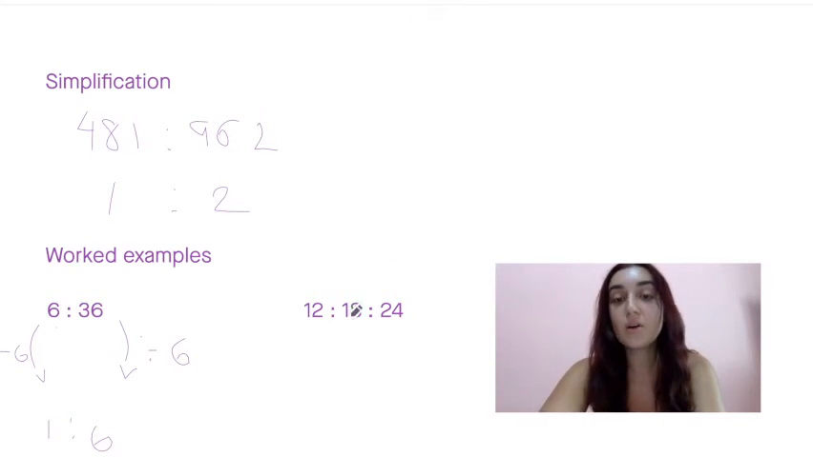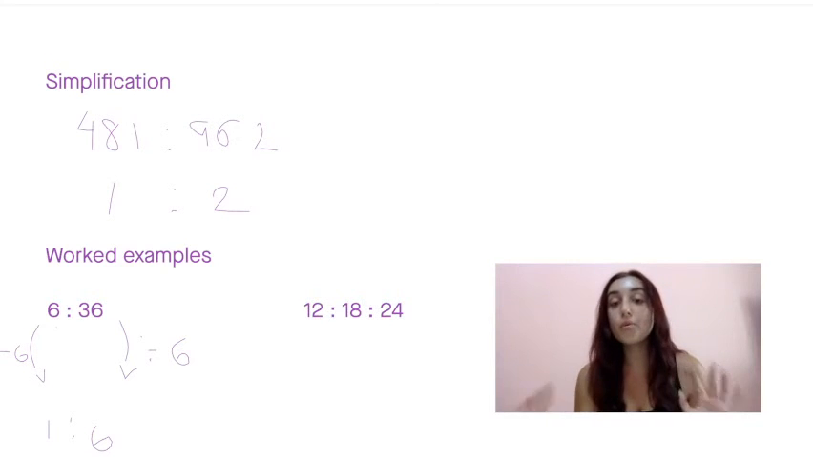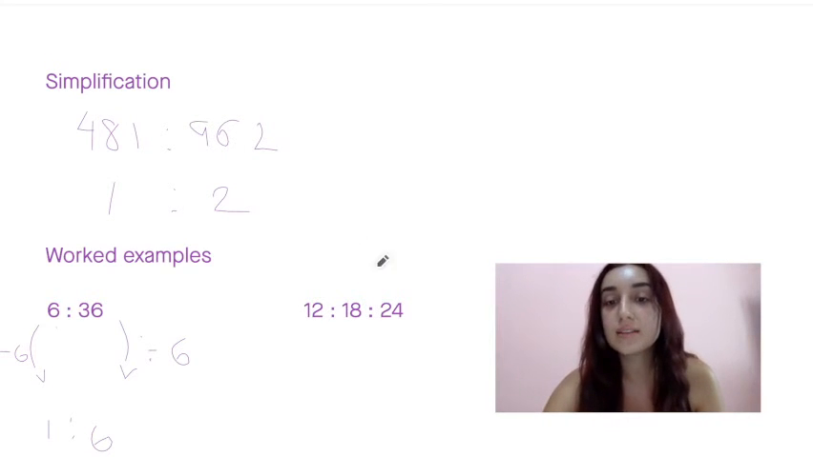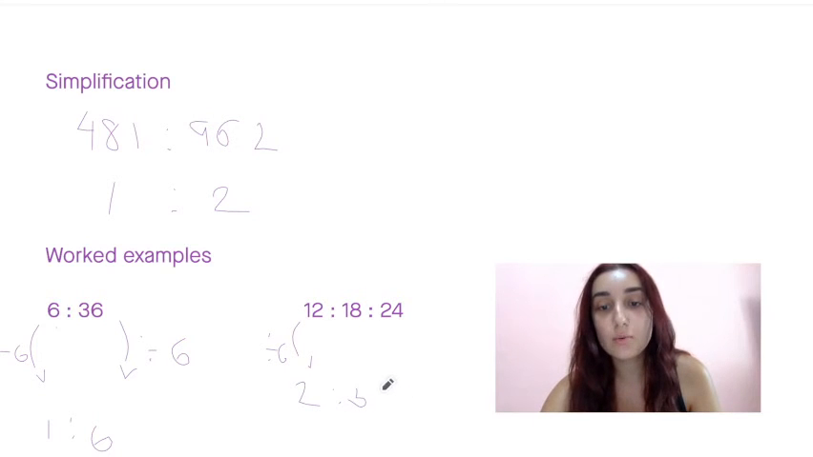Cool. We have another example here, and as you can see, we have a ratio which has 3 terms. What we have to do is find the highest common factor of all 3 terms. If we do that, we'll realize that the highest common factor will be 6, so we'll divide all 3 of them by 6. So 12 divided by 6 will give us 2. 18 divided by 6 will give us 3. And 24 divided by 6 will give us 4. Pretty easy, right?